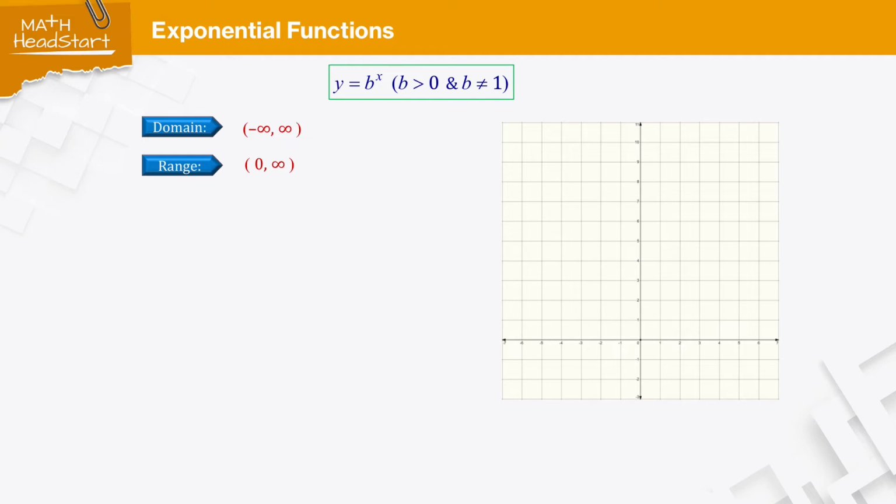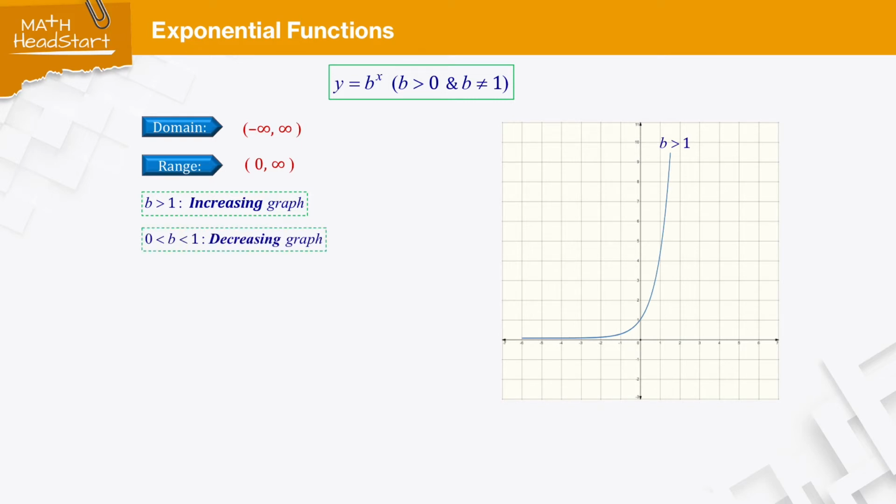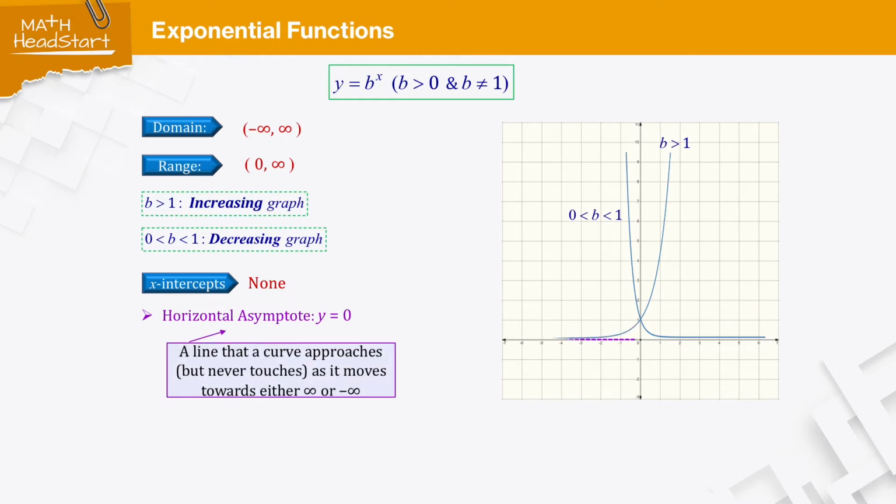If the base is greater than 1, then the graph is increasing. On the other hand, if the base is between 0 and 1, then the graph is decreasing. In either case, there is no x-intercept, since the x-axis becomes the asymptote for either graph. Recall that an asymptote is a line where the graph approaches but never touches as it moves toward either positive or negative infinity.